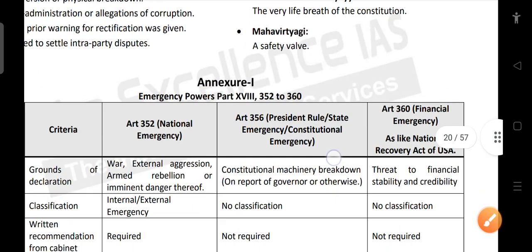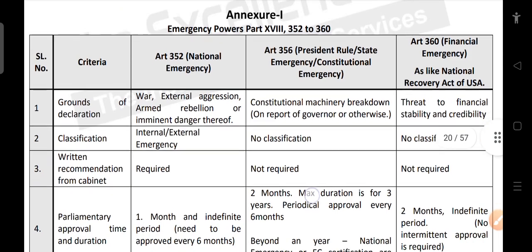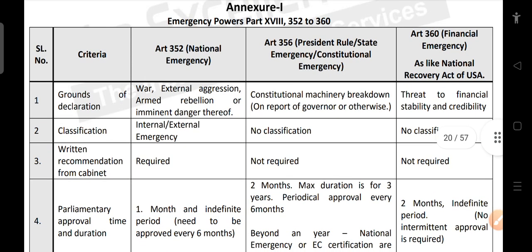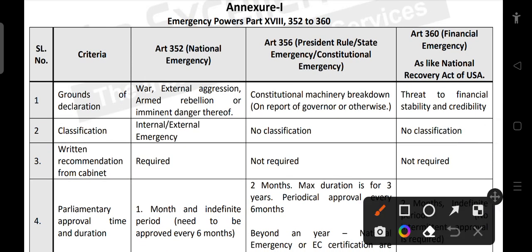Now let's look at the various provisions of Part 18, Articles 352 to 360. So here are the criteria. What is national emergency? President's rule, also known as state emergency or constitutional emergency. Then financial emergency, like the National Recovery Act of the USA. So we are going to look at each of them.